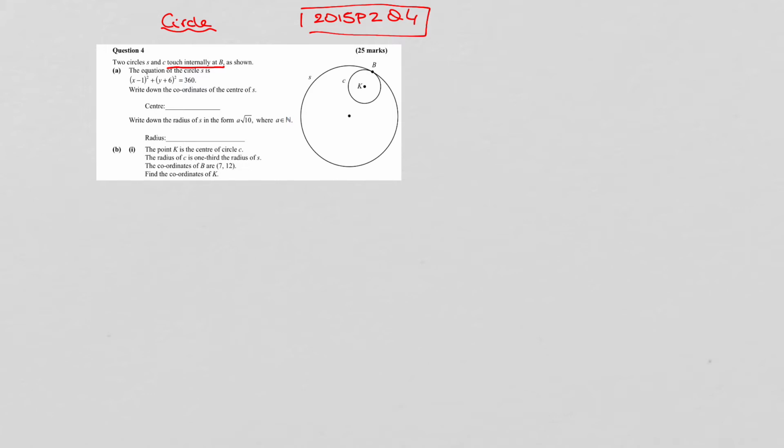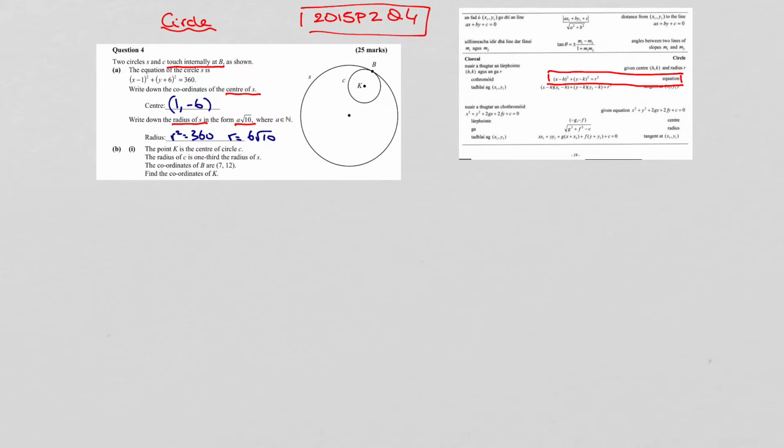We're told the equation of the circle S is (x minus 1) squared plus (y plus 6) squared equals 360, and we have to write down the coordinates of the centre of S and also the radius of S, and we have to write down our radius in the form of a root 10.